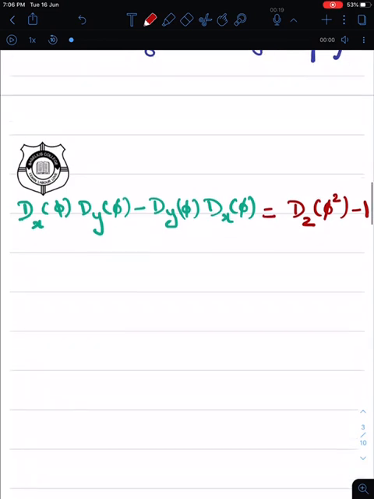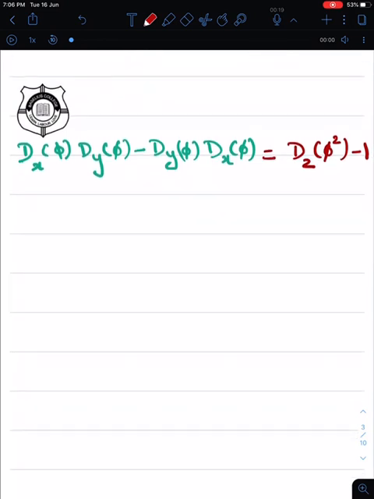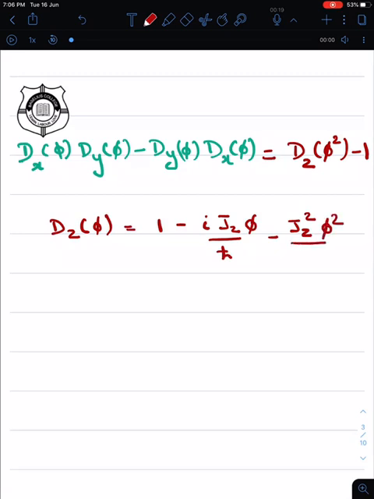And also we note that Dz(phi) is given by 1 minus i Jz phi by h cross minus Jz square phi square by 2 h cross square plus etc. Here we will be considering only till the second order term.